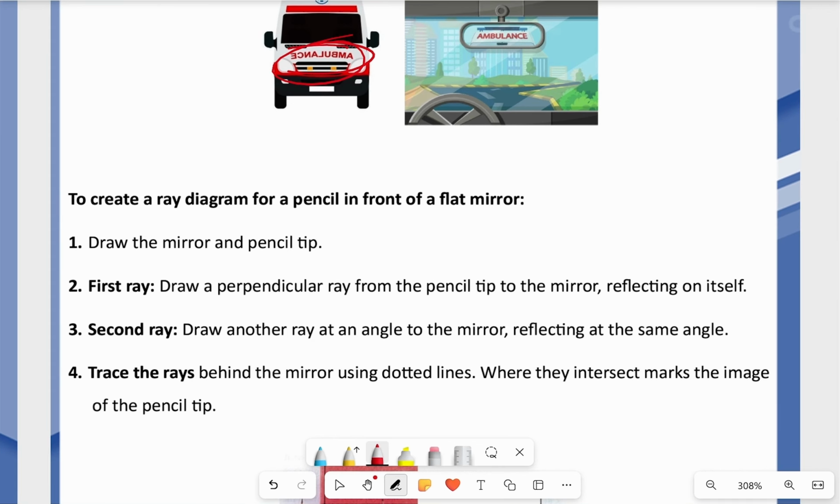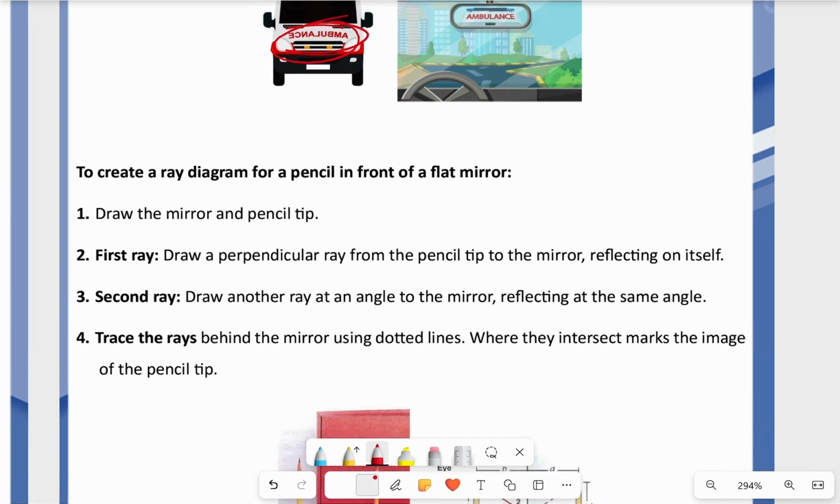Because for flat mirrors, yes, we said that the image is going to be upright, but it's going to be reversed, meaning if you raise your right hand, it's going to be left on the image. If you raise your left hand, it's going to be right. So all your image is going to be reversed.